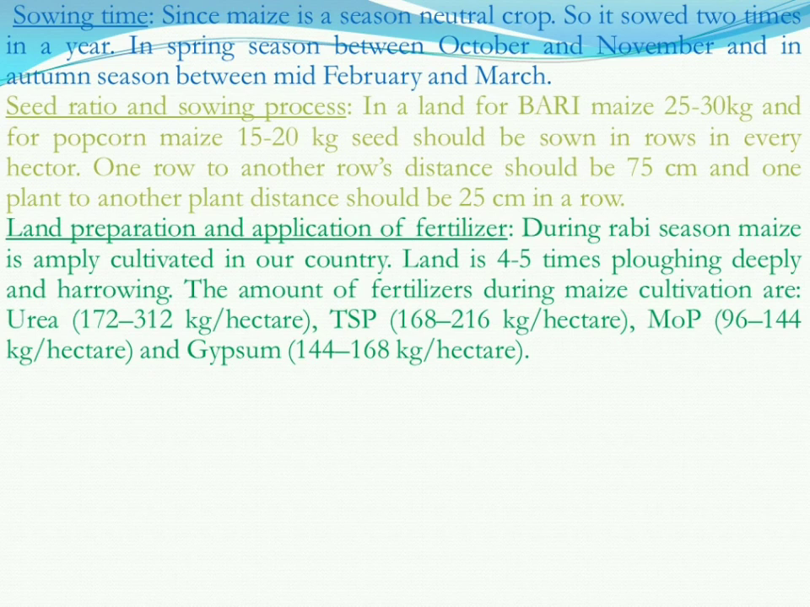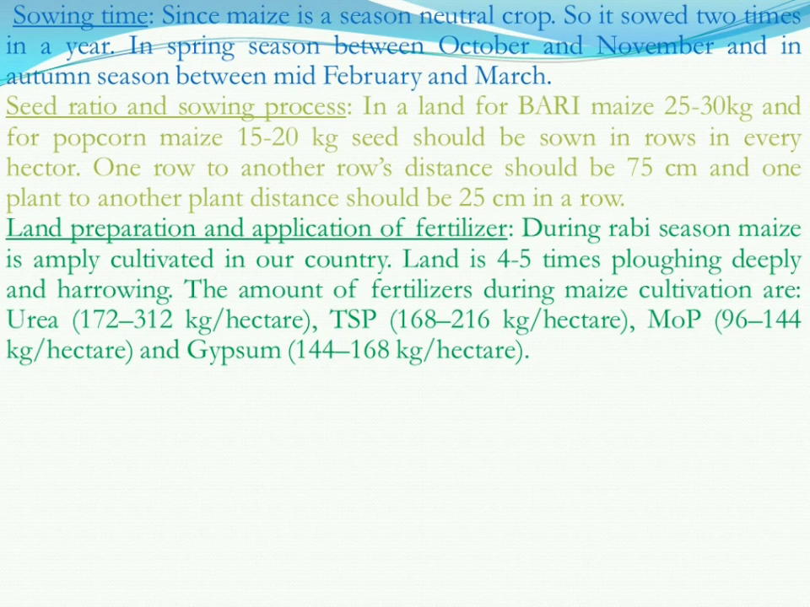That is why a massive amount of maize is cultivated in the Rabi season. For that, the land is plowed deeply 4 to 5 times and harrowed. The fertilizers used during maize cultivation are urea.